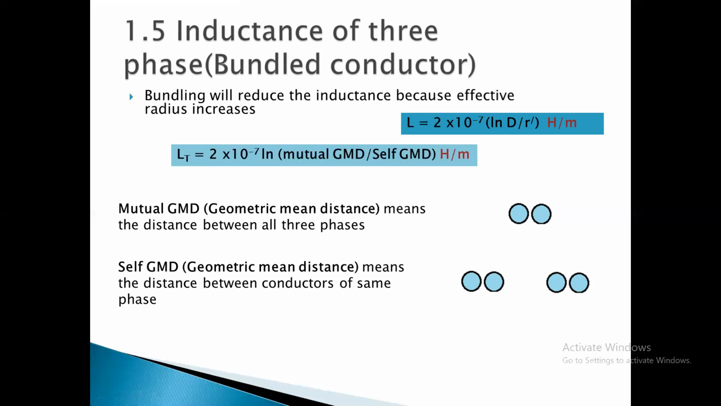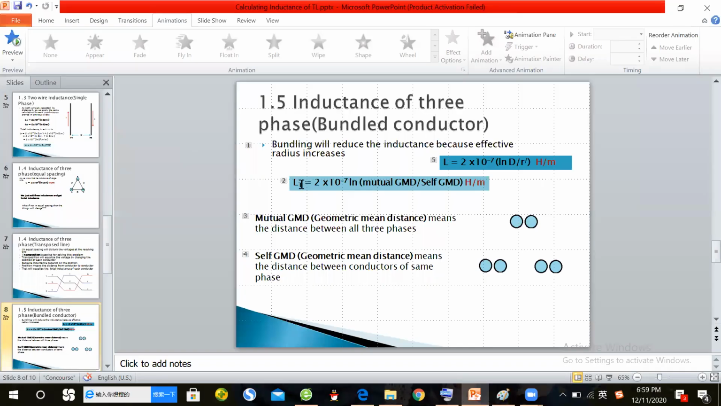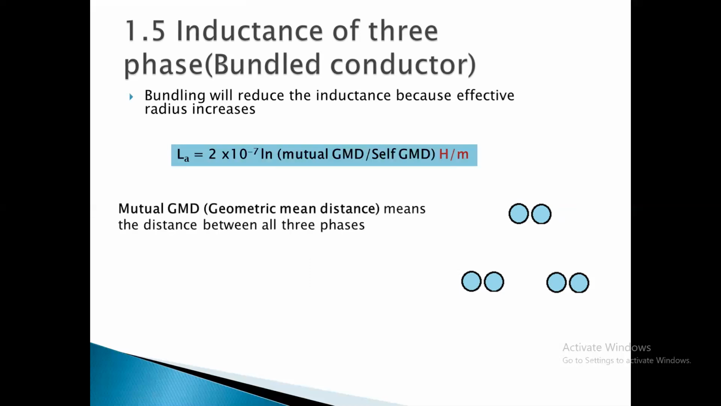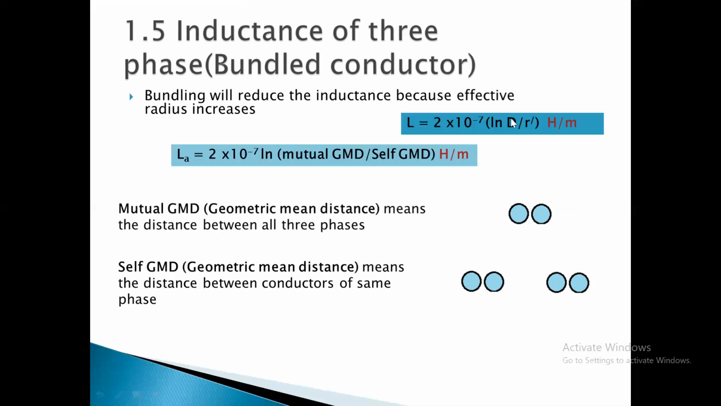Sorry, this is actually not LT. You can say that this is LA, for example, for phase A bundle conductor. This formula is similar to the first one, but what is changing here? In case of D, we are writing GMD, and here instead of radius, we are writing self GMD. GMD is geometric mean distance.